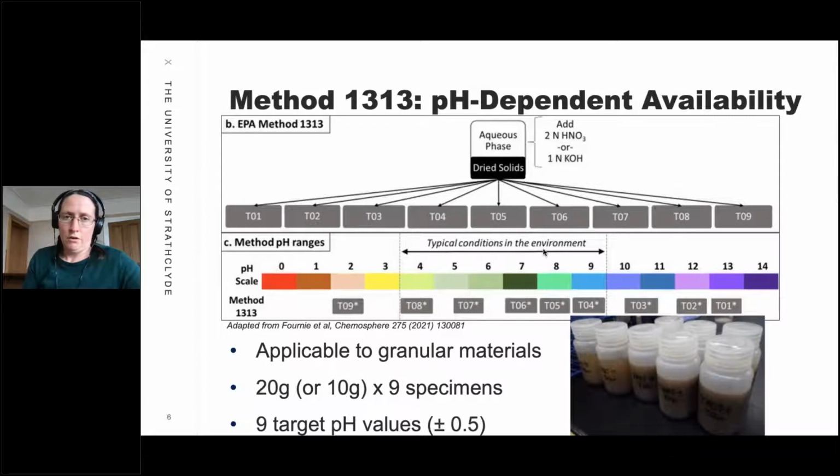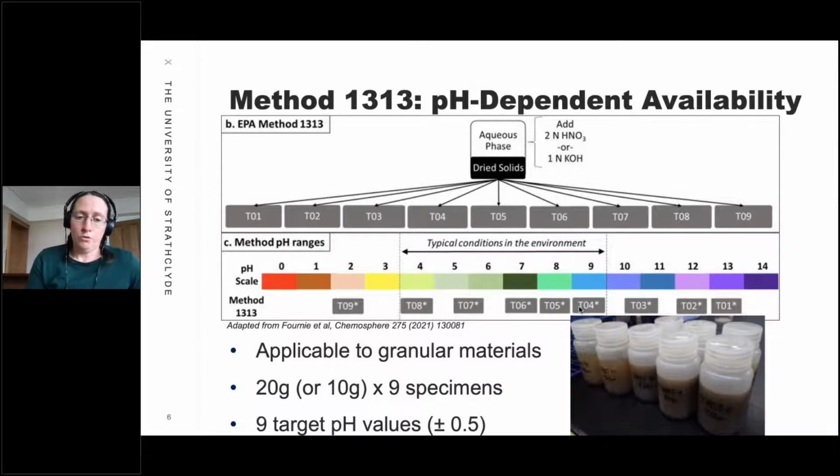This is 1313 in a bit more detail. I mentioned before pH between 2 and 13, and you can see the sample points, the test points between 1 and 9 that span those conditions. Importantly, you usually have between 4 and 5 that are spanning conditions that you would normally see in the environment. So pH 4 to 9 is pretty well represented.